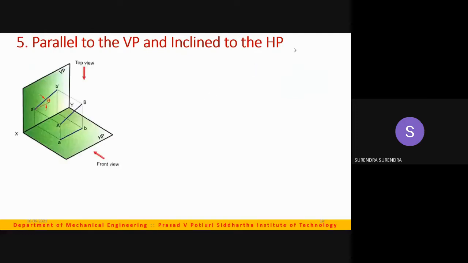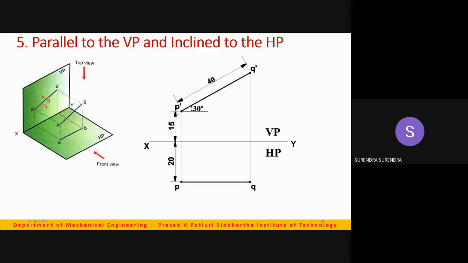When the line is inclined to the horizontal plane, in front view you can see the complete line. In front view, you can see the complete line under inclination. The inclination is also seen in front view when the line is inclined to the horizontal plane. In top view, as it is parallel to the vertical plane, you can see a line parallel to the XY line. As it is inclined to HP, the inclination is seen in front view, and in top view, as it is parallel to the vertical plane, a line parallel to the XY line is shown.